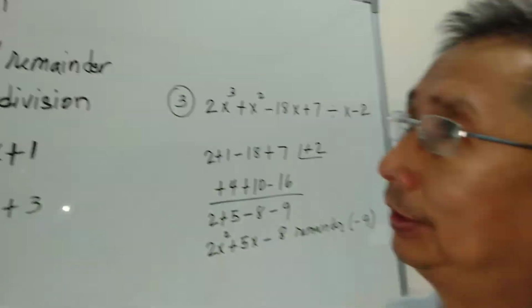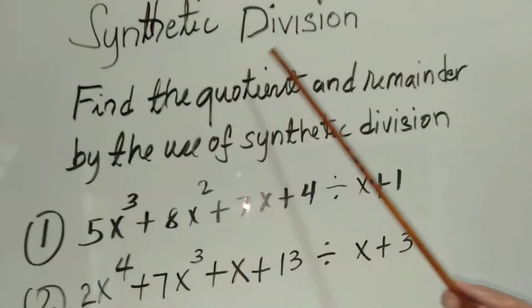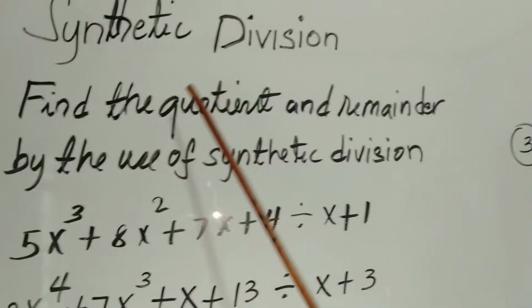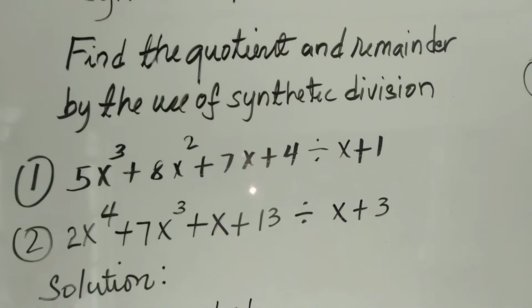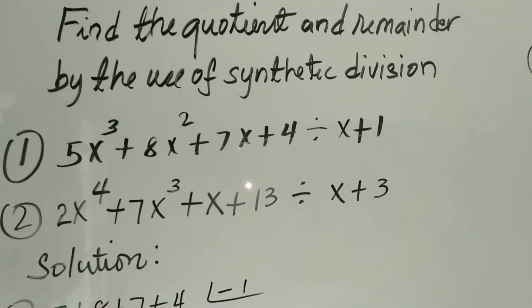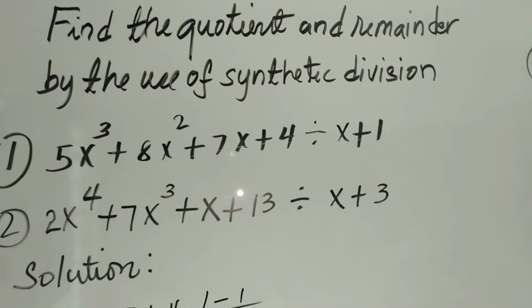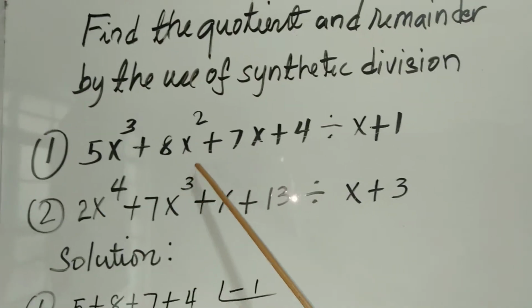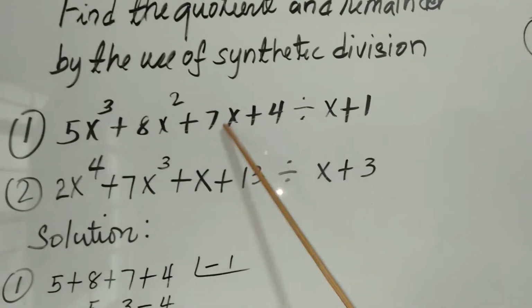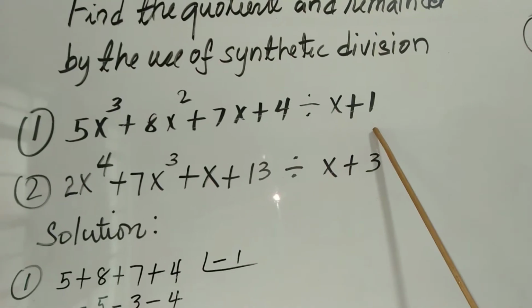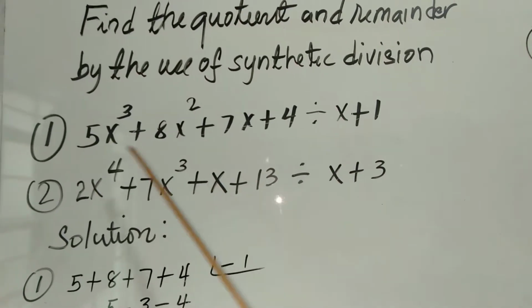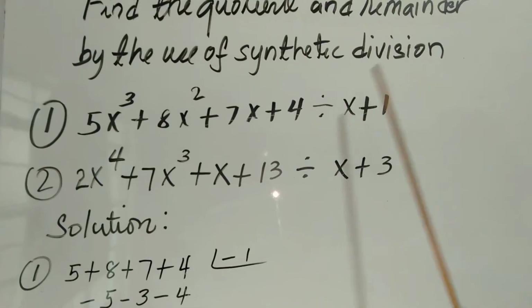Today we're going to discuss the use of synthetic division in getting the quotient and the remainder of polynomials. We have three problems here and then one application. For the first one, we have 5x cubed plus 8x squared plus 7x plus 4 divided by x plus 1. This one will be solved by using synthetic division.